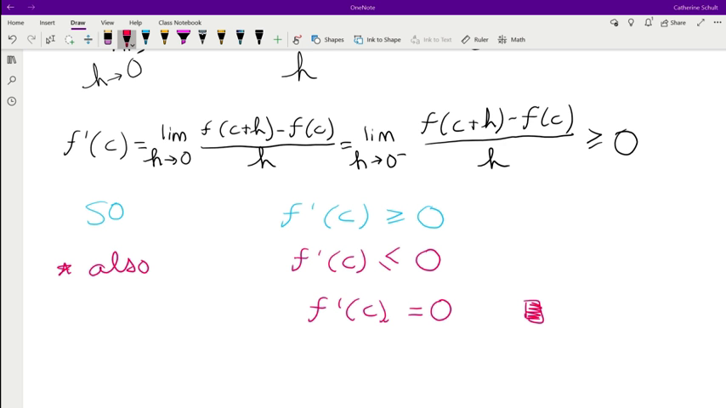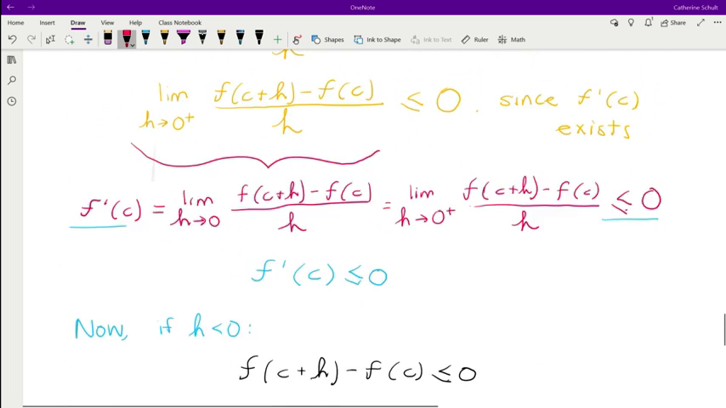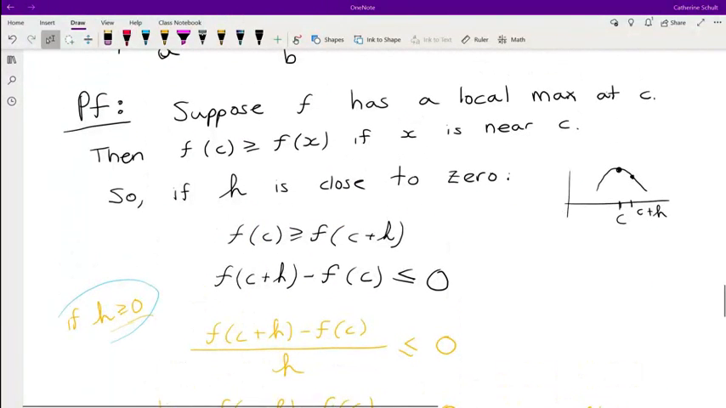Okay, so that was for the maximum, and there's a very similar argument for the minimum. The only thing that changes for the minimum is this step right here. If it was a minimum, then f of c would be less than or equal to f of c plus h. But everything else is exactly the same. Okay.